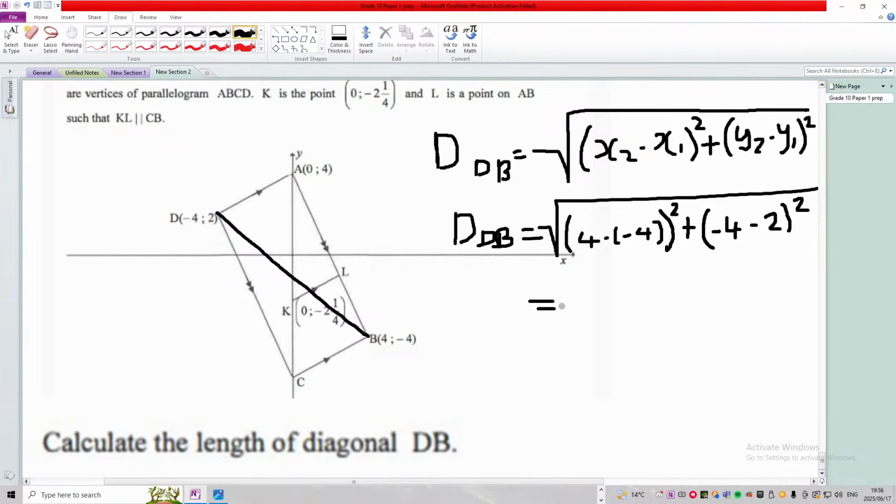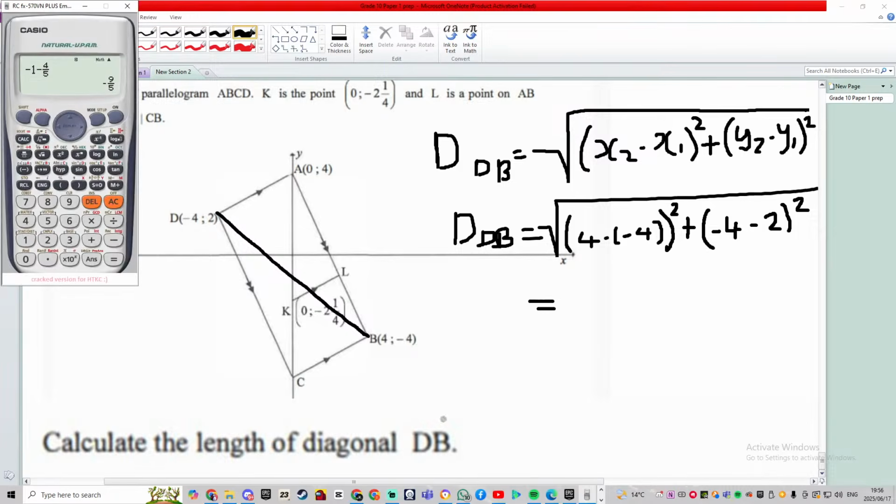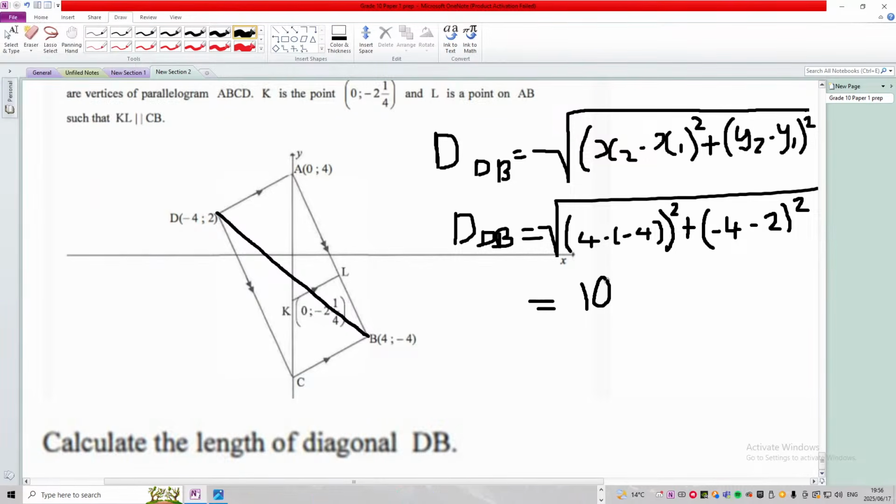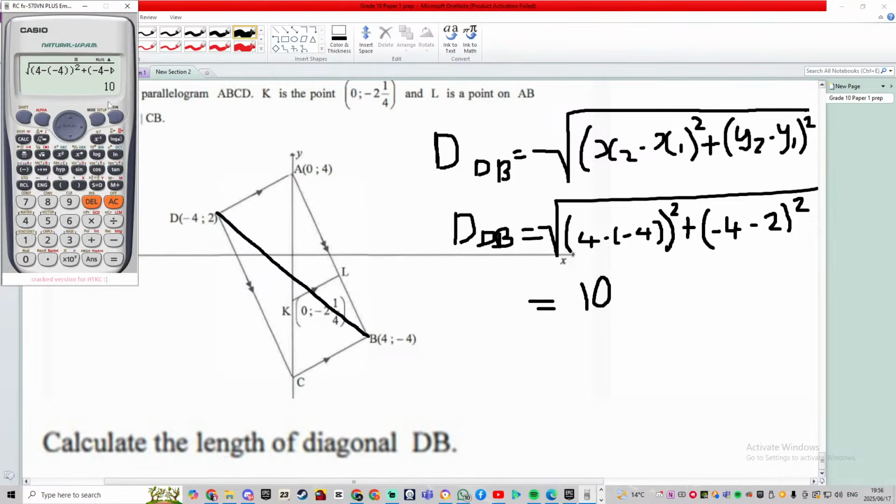Guys, when you're doing the distance formula, there's no need to show this working. Just put in your calculator square root, bracket 4 minus bracket minus 4 bracket squared plus bracket minus 4 minus 2. You don't have to show any of this working out. There you got it. It's 10. You just plug it into your calculator.